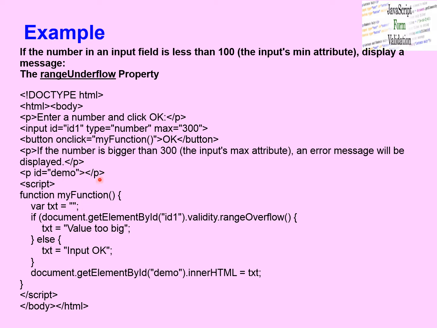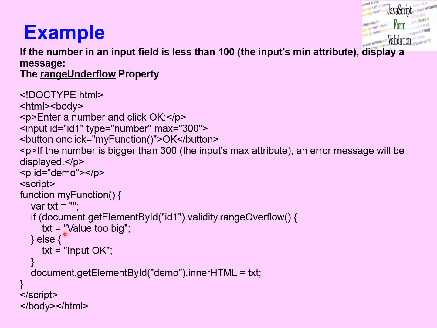Otherwise, what happens if the number is greater than 300? Suppose the user enters the number 500 and clicks the OK button. My function will be called. document.getElementById id1 is the id of this particular input field, dot validity dot rangeOverflow. It will check the value in the corresponding text field. Suppose it is 500, it is greater than the 300 value, so range overflow will produce a true value. Then the if condition is true, so the if part will work, txt will be equal to value too big. So the content in txt is value too big.